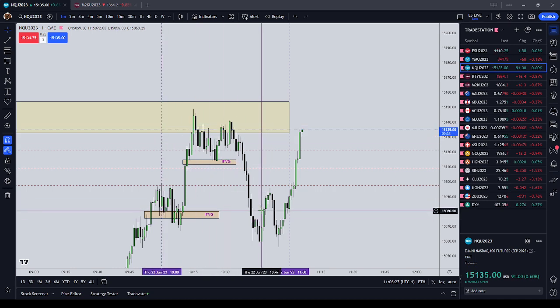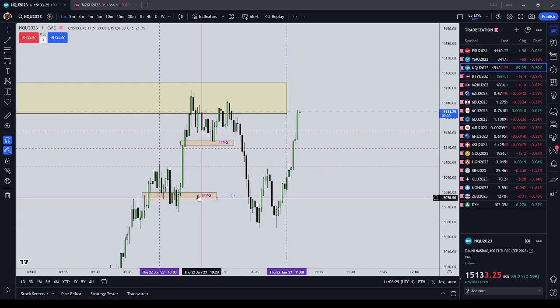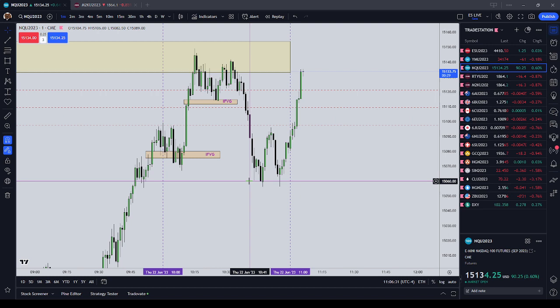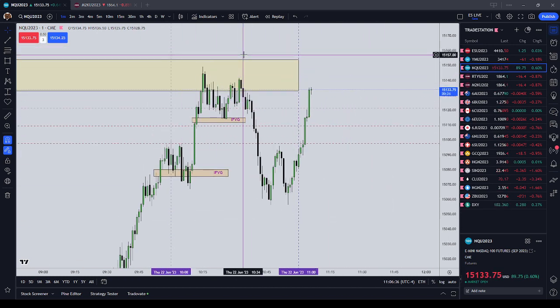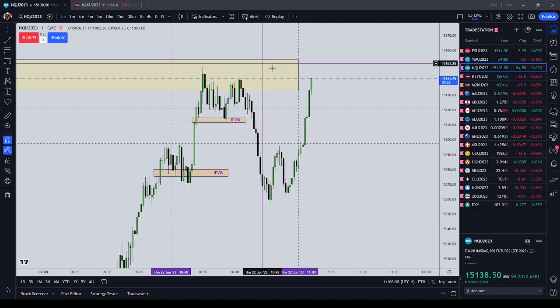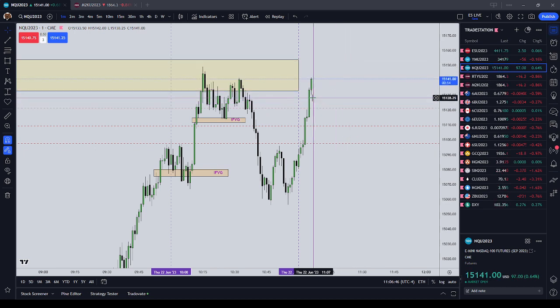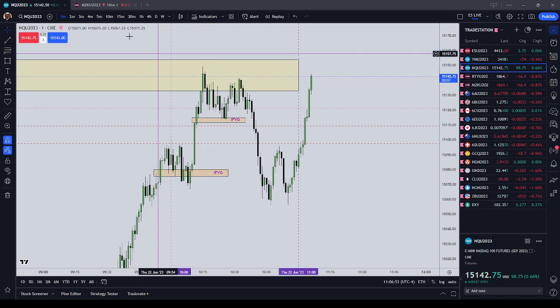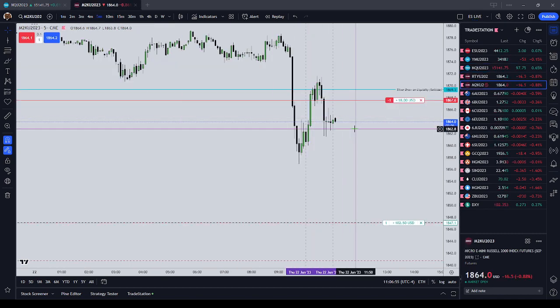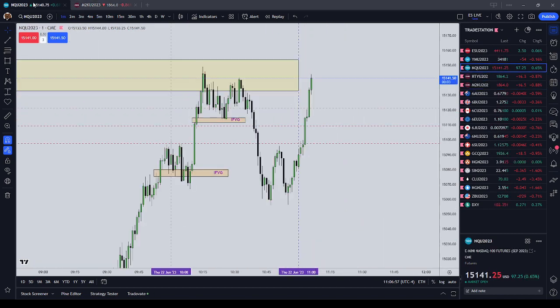Obviously, your AM silver bullet did work out. It took you to a short-term low. So I did not take profit. That's okay. Gonna wait for another trade. So at this point it looks like it does want to sweep 149 evens, and then I want to see how we trade from there. Micro Russell, my idea remains valid.